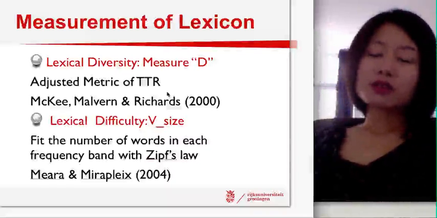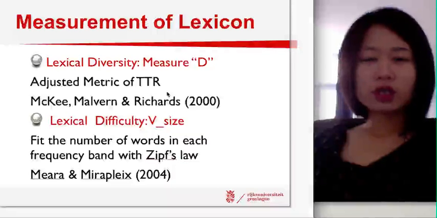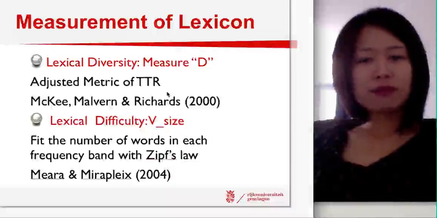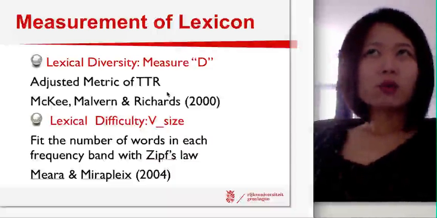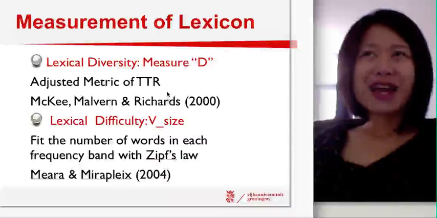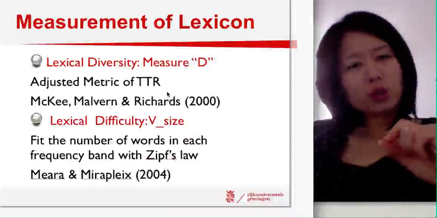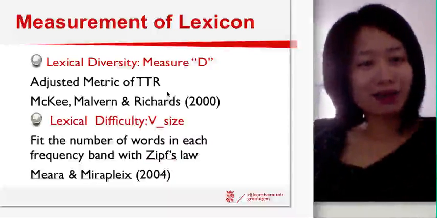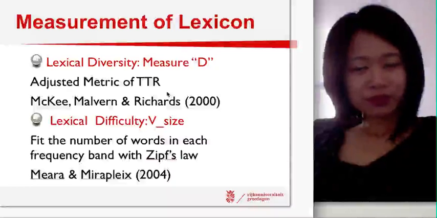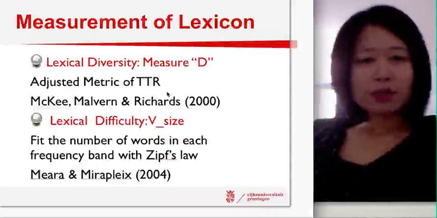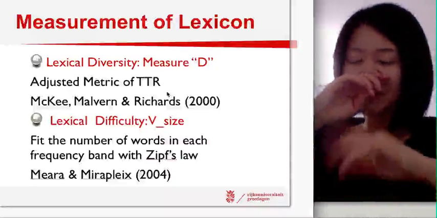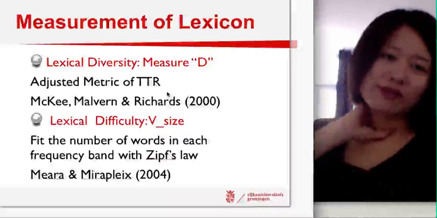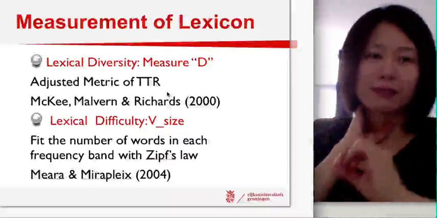As far as lexical difficulty is concerned, we use the tool developed by Meara and Miralpeix in 2004, the V-Size. This tool generates a value which indicates the difficulty of the word use based on the frequency band. We don't have much time to go through how we coded the data and all the details, but if you refer to these two references, you will be able to find the manual there.